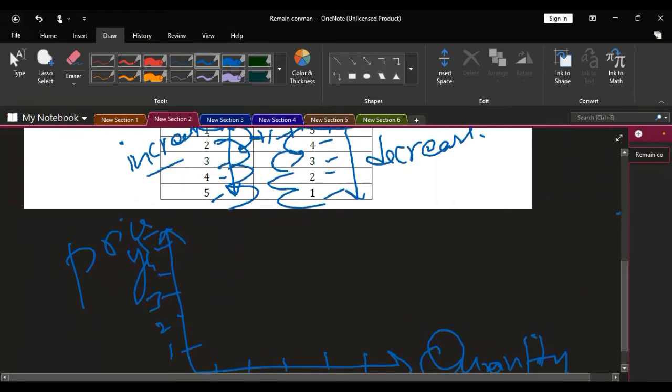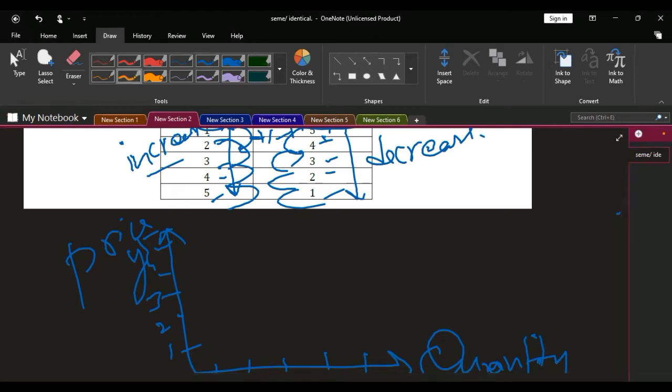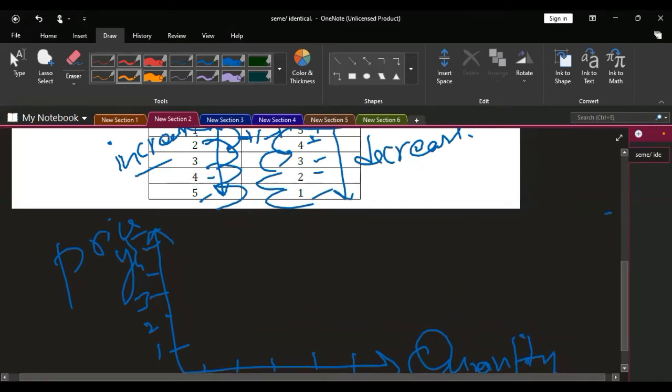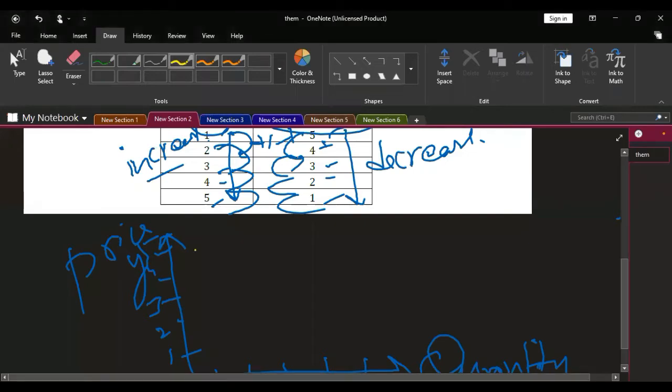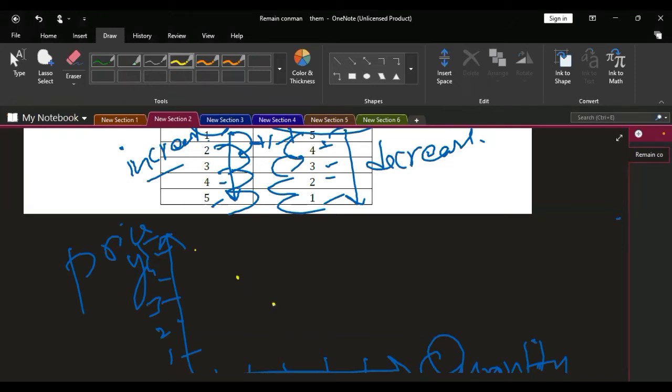At one price level, demand is 5. Marking them with a point, 3, 4, and 5. Therefore, a downward curve is created, called the demand curve.